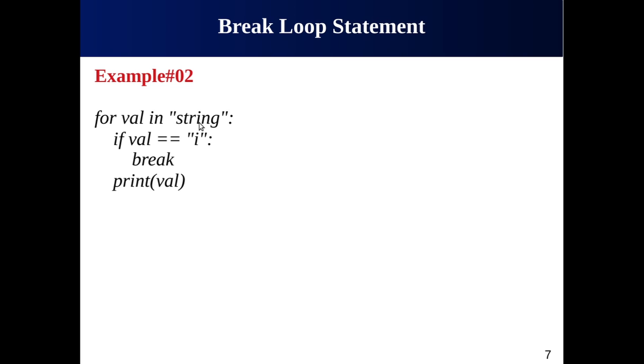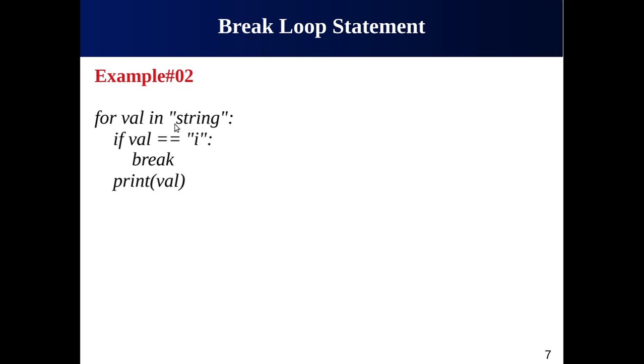Now val will contain the next character, which is I. Make the comparison, I is equal to I. Yes, now the condition is true. Once the condition becomes true, the break will be applied and the body of the for loop will not be executed further. You have to go outside the loop. Do we have any statement outside the for loop? No. So the program will terminate here.